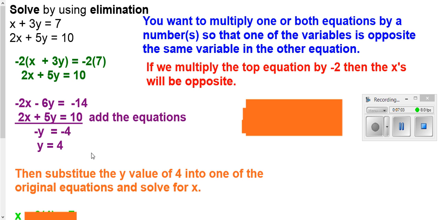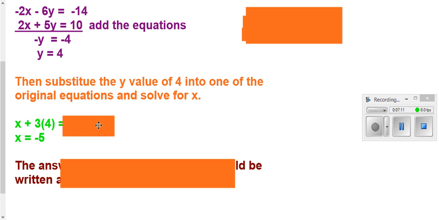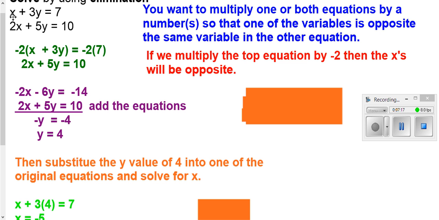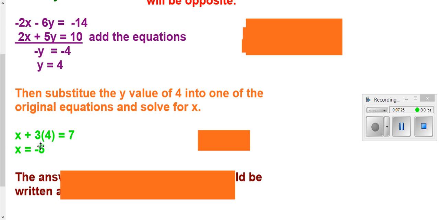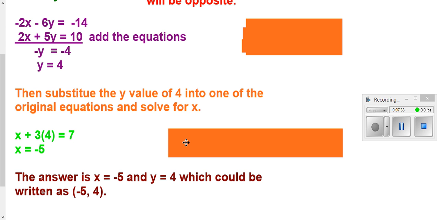All I have to do is take y being 4 and plug it into either the bottom equation or the top equation, and then solve it for x. I'm going to choose to plug it into the top equation. So I'm going to take x plus 3 times my y value of 4 equal to 7, and that's what I have here. Now when I solve it for x, I'm going to get 12 here, so I have to subtract 12 from both sides. I get x to be -5. Remember, I'm looking for the coordinates of a point. My x is -5, my y is 4, which gives me the point in parentheses -5, 4.